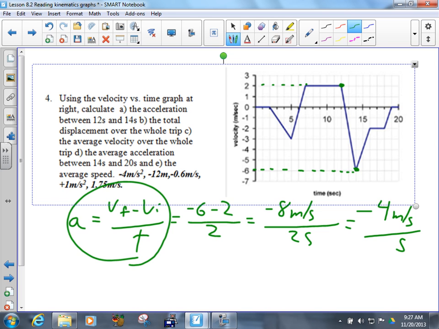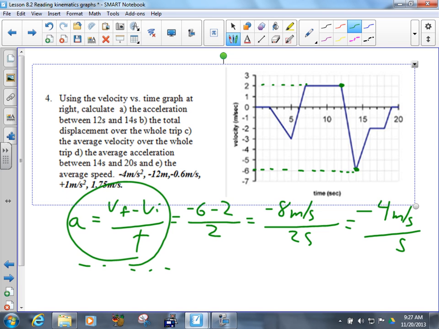And so that's going to be -4 meters per second squared. That sort of makes sense. All we're doing is really calculating the slope of that line. We'll be talking about this formula next week, but for right now, that's essentially what you're doing. If you calculate the slope of a line on a velocity versus time graph, you'll have the acceleration.